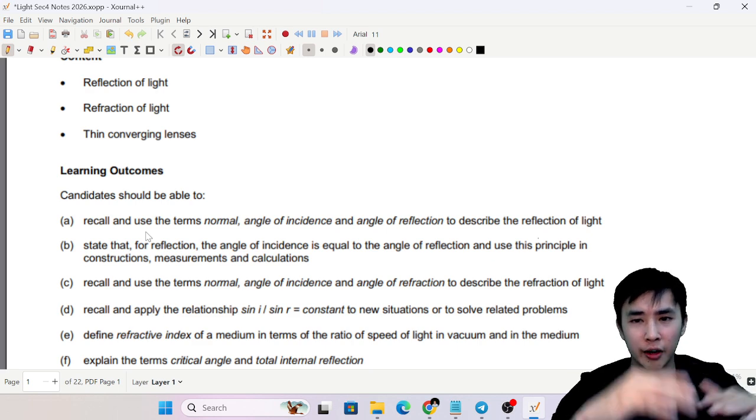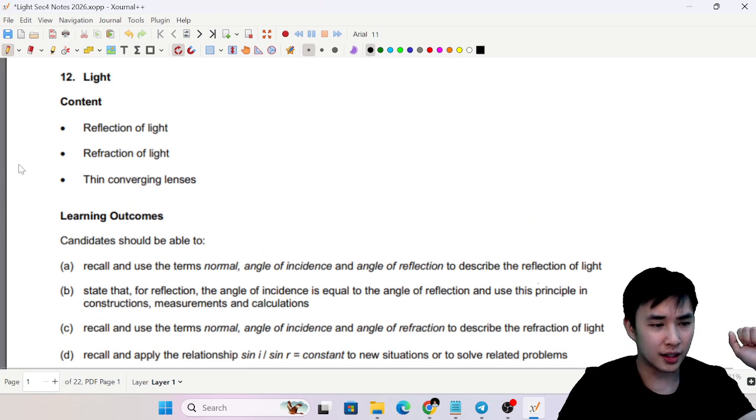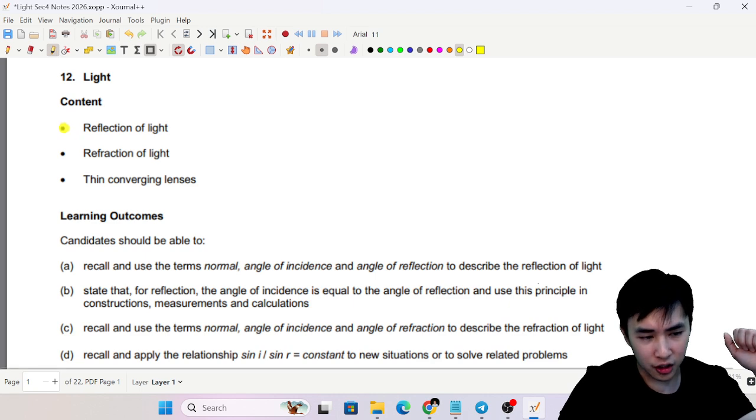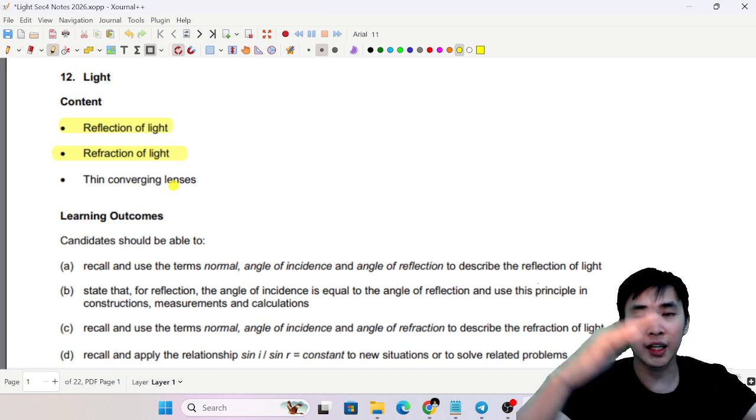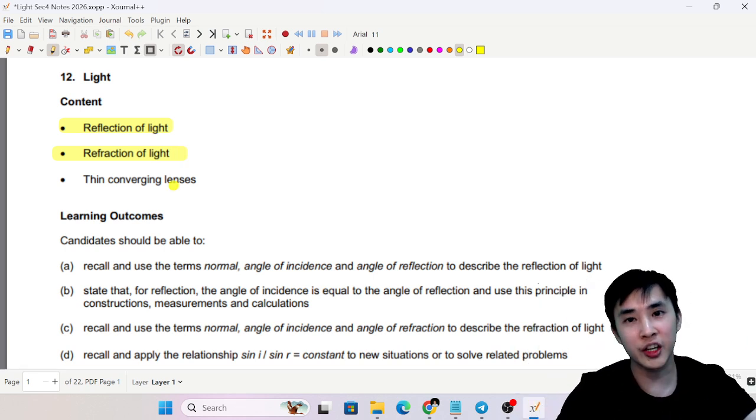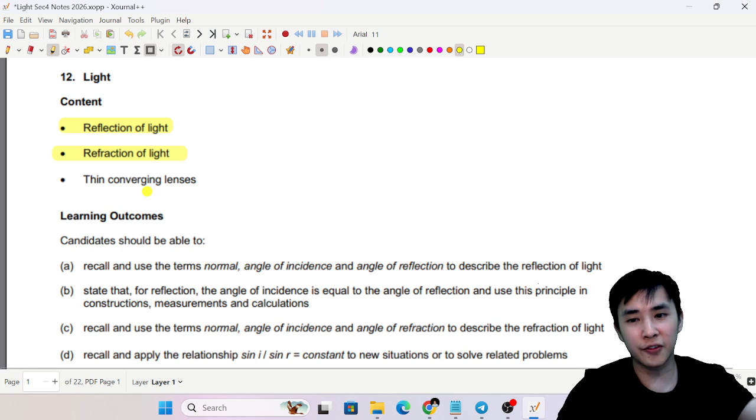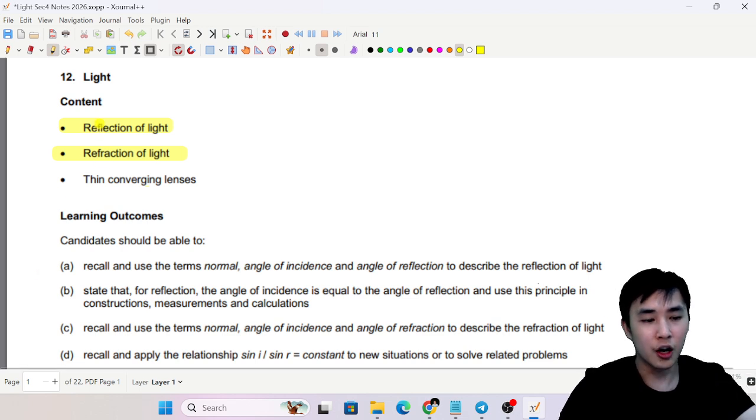Light, you can split it into three main parts. Firstly, you have the reflection of light, followed by the refraction of light, and finally also learning how lenses, in particular converging lenses, work. In this very first video, I'll cover the concepts of reflection.